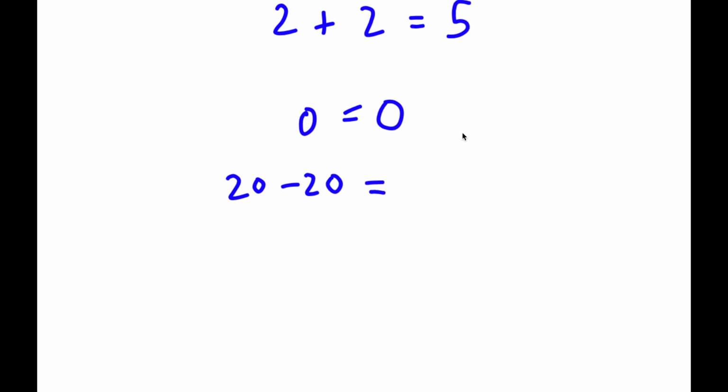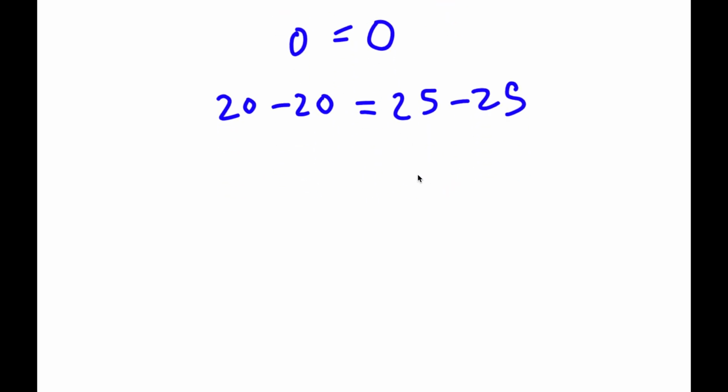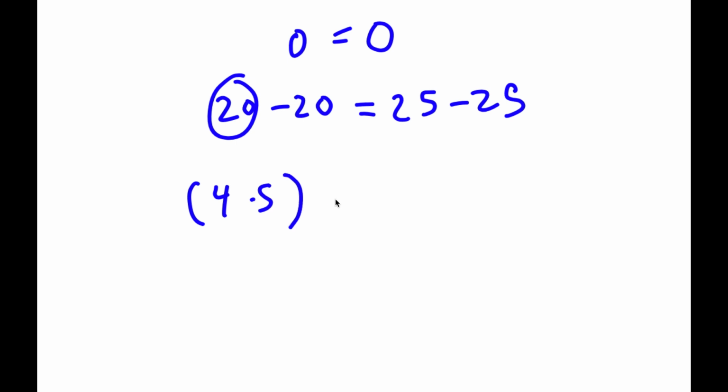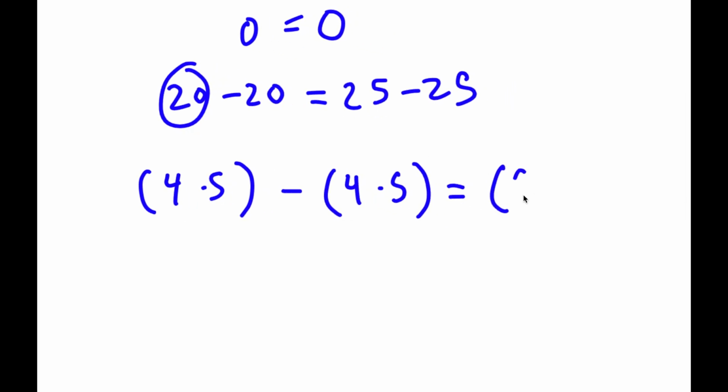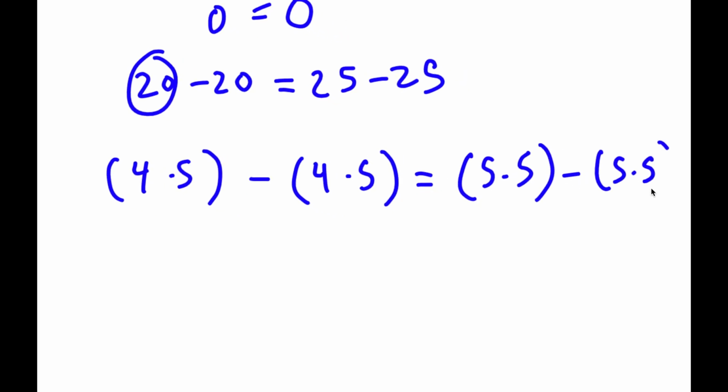And now for my right-hand side, I'm going to rewrite the 0 as 25 minus 25. And this is obviously legal because 20 minus 20 is 0, 25 minus 25 is 0. Now, 20 here is equal to 4 times 5. So now I can rewrite 20 as 4 times 5 minus, again, 20, I can rewrite as 4 times 5. And for my right-hand side, I'm going to rewrite 25 as 5 times 5, and again, I'm going to rewrite this as 5 times 5.